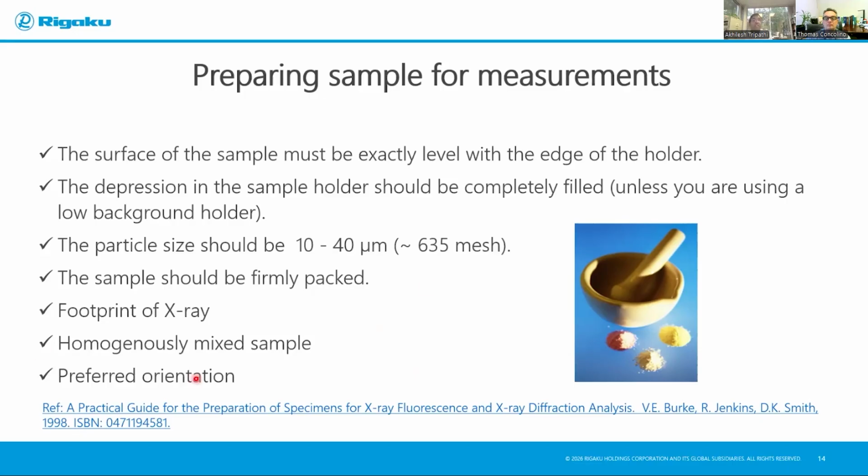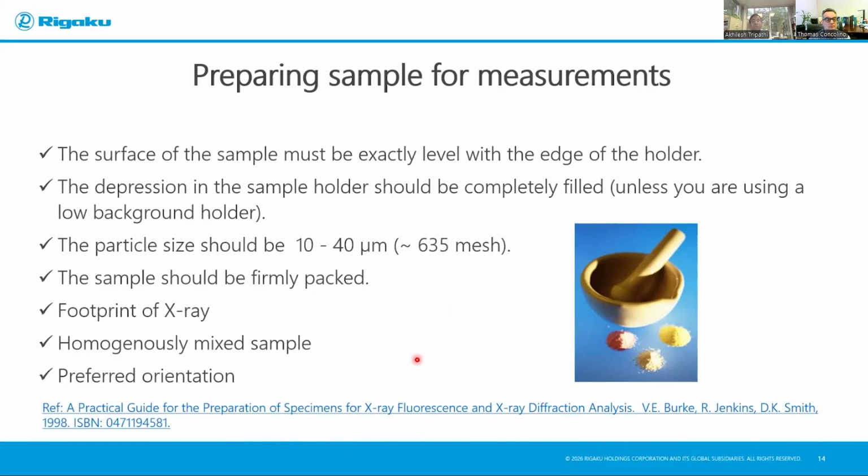The particle size should be 10 to 40 micron. We know that if the particle size is larger, it doesn't represent a random sample and could have preferred orientation. In the same vein, if it is below a certain size, you could have errors due to peak broadening, which we will also cover, known as microstrain or strain broadening. That is 635 mesh in another unit. The sample should be firmly packed because it gives rise to a dense sample and will give rise to a better diffraction pattern.